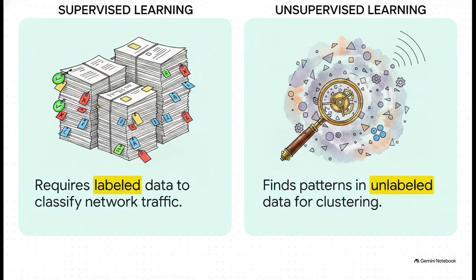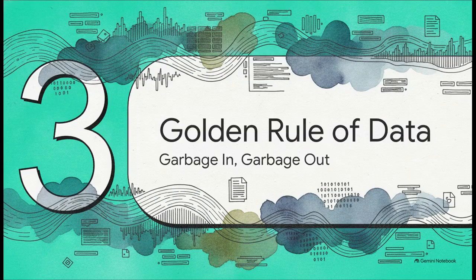Now, to really drive this home, you have to draw a hard line in your mind between those first 2. Supervised learning strictly requires labeled data. You literally have to hand-feed it historical examples of what a failed login looks like versus a successful one. Unsupervised learning, on the other hand, is turned loose on completely raw, unlabeled data. It doesn't actually know what a failure is, right? It just knows that one specific cluster of raw system events is behaving completely differently from the rest of your baseline traffic. All right, Section 3, the golden rule of data.